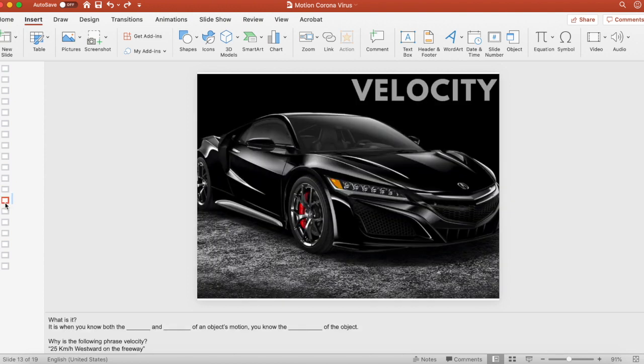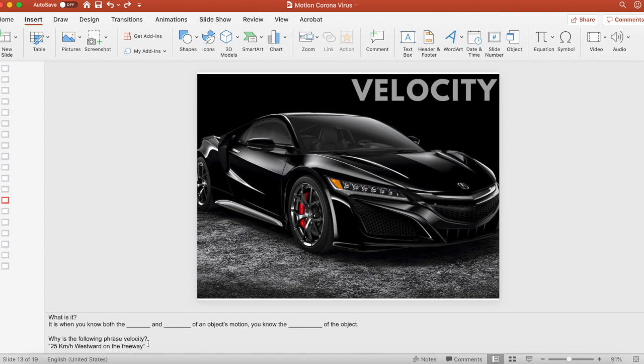Now, velocity. Velocity is when you know both the speed and the direction of an object's motion. So, when you know both the speed and direction of an object's motion, you are going to know the velocity of an object. So let's look down here. Why is the following phrase velocity? 25 kilometers per hour westward on the freeway.